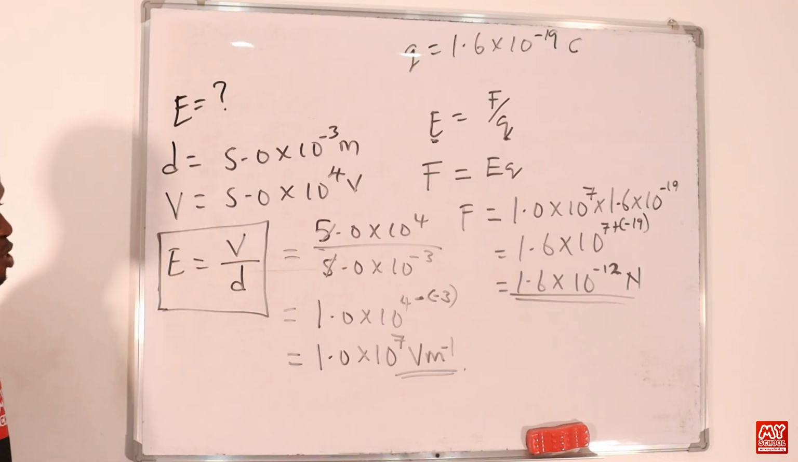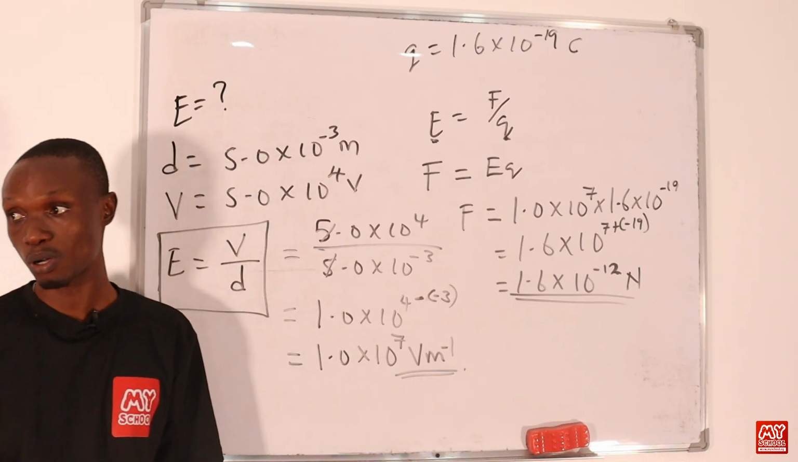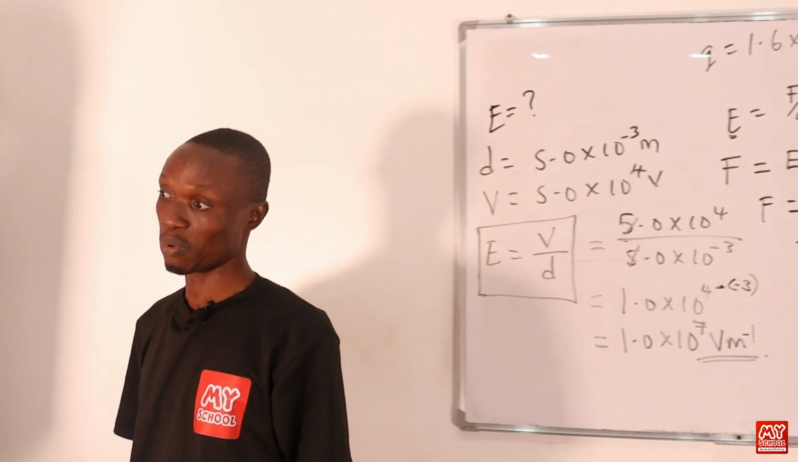1.6 times 10 raised to the power minus 12 Newton. So let's return back to the board to continue to solve example 3.